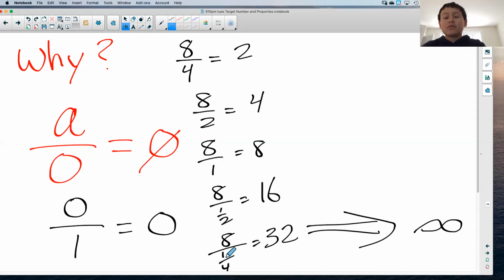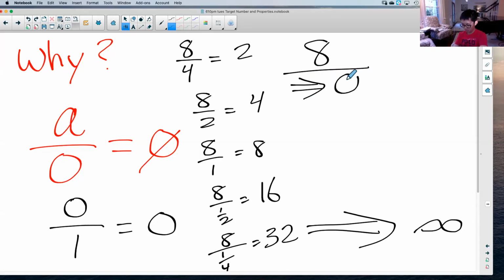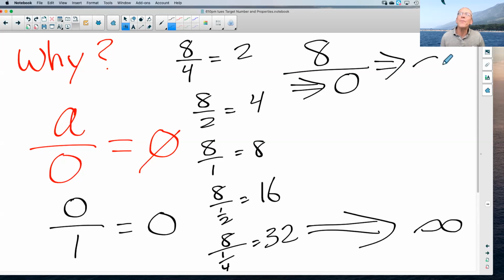And what are we approaching in the denominator? 0. So as you approach 0 in the denominator, you are approaching infinity as a quotient, and infinity is undefined. Now that's my proof for why you can't divide by 0. But there are a lot of people that disagree quite a bit.